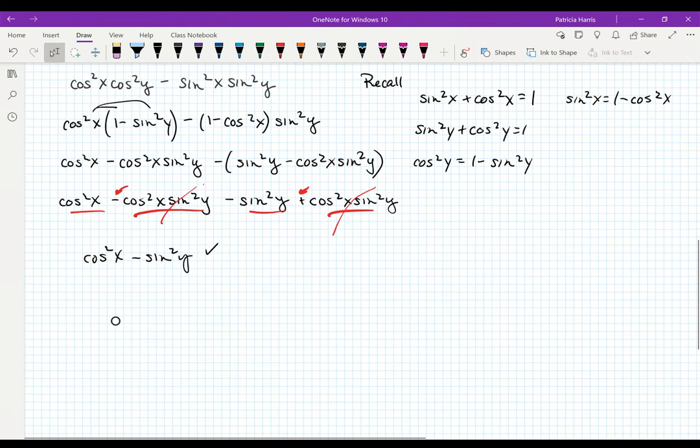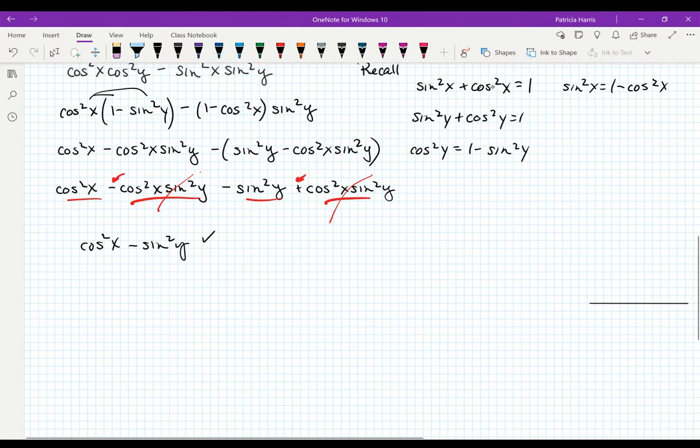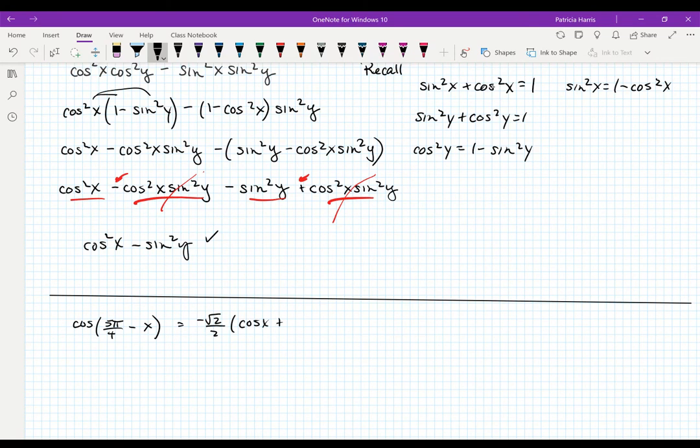Let's work something a little bit simpler. Okay. All right, so let's say I have cosine of 5 pi over 4 minus x is equal to negative radical 2 over 2 times cosine x plus sine x. Okay, so now I'm going to work the left-hand side, even though it looks a little simpler than my right-hand side, because there's more stuff to work with because I have that sum and difference identity.